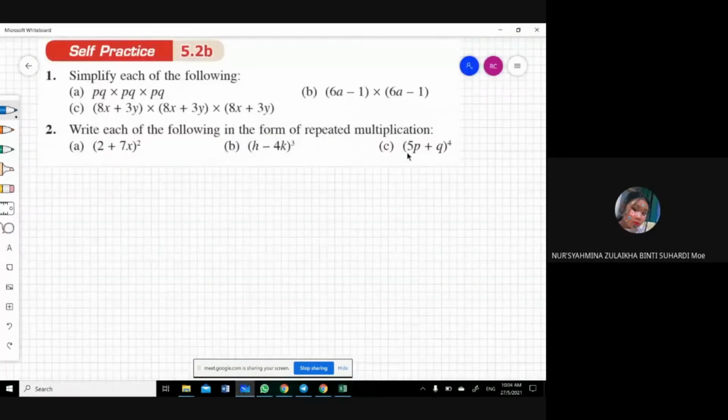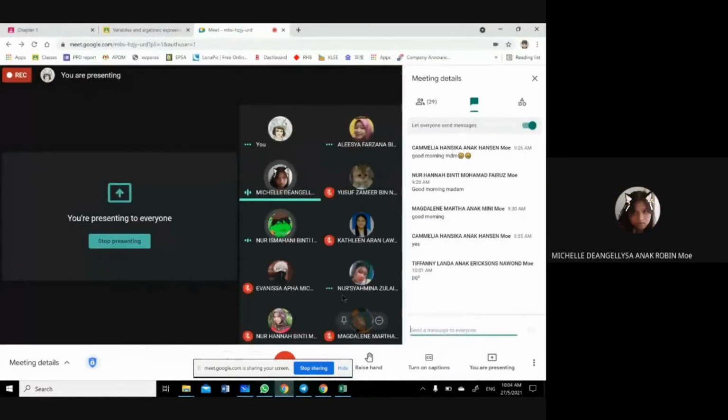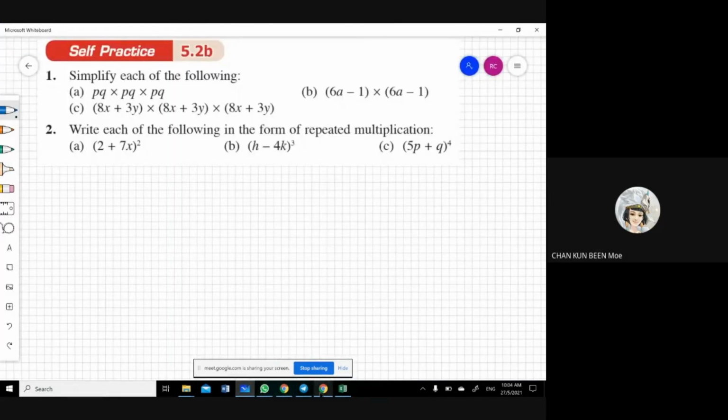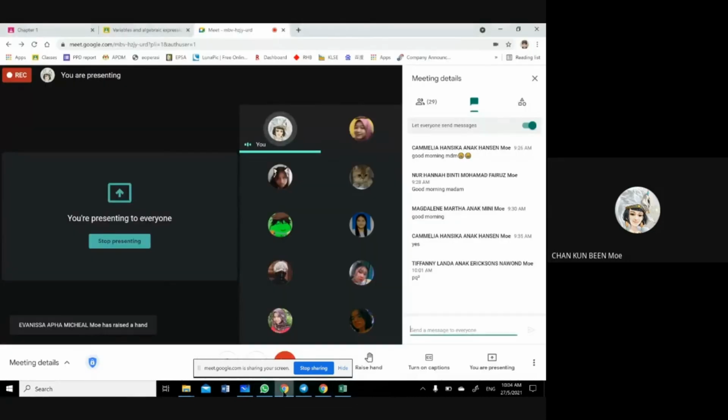Okay, last one. 5p plus q in bracket to the power of 4. 5p plus q multiply 5p plus q multiply 5p plus q. Okay, a lot of you are answering me. Can someone type here? I want to see who finished typing first. That's the person I'm going to give the mark. I repeat the question: 5p plus q to the power of 4. I want to see who finished typing first.